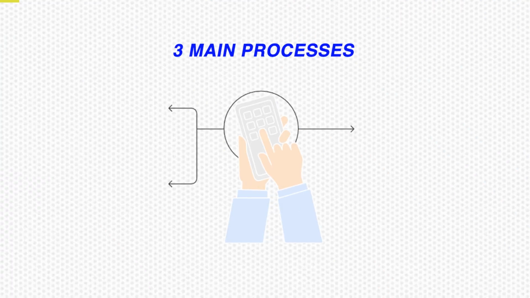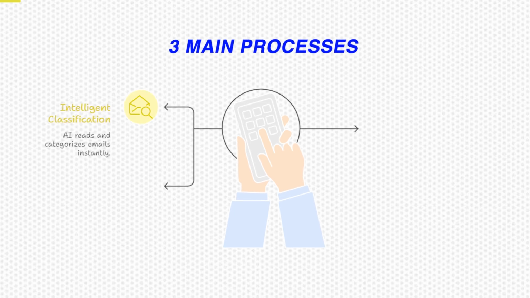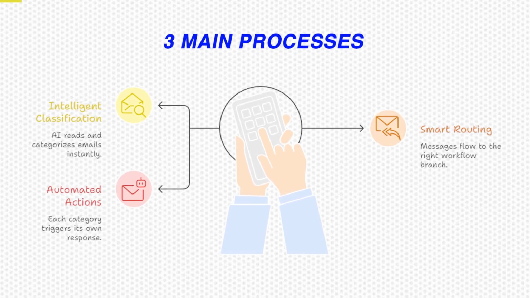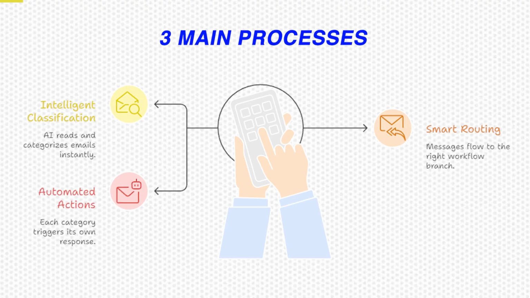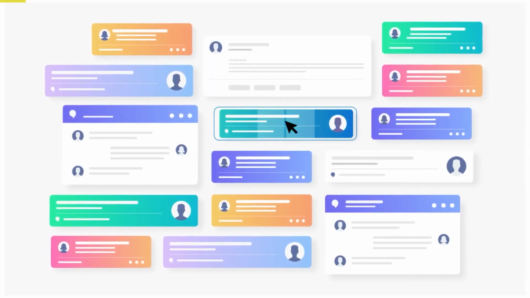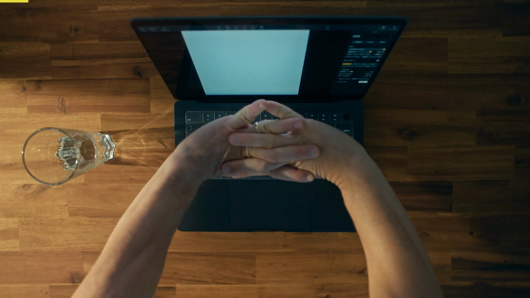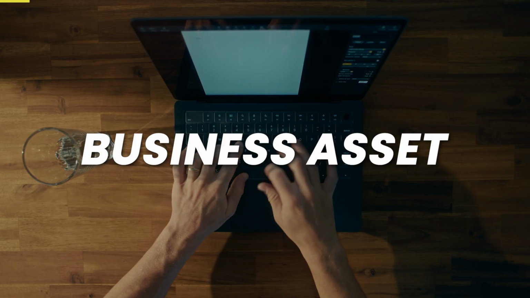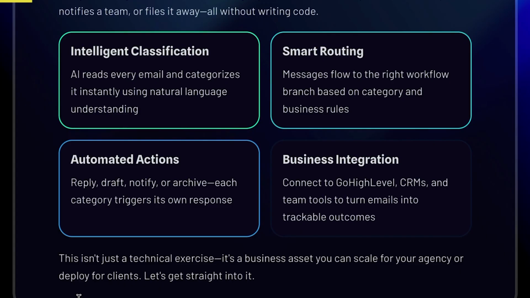We'll be implementing three main processes: intelligent classification, smart routing, automated actions, and then last but not least, if you choose to do so, a business integration into your CRM. We use GoHighLevel so that teams and tools can turn emails into traceable outcomes. Again, this isn't just a technical exercise, it's a business asset that you can use to grow your business, your agency, or deploy for clients. So let's get straight into it.